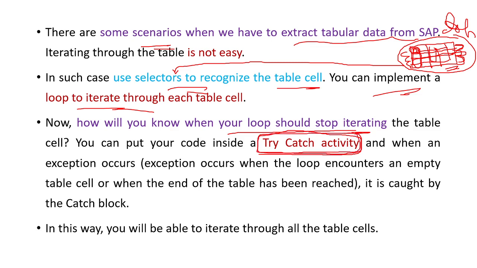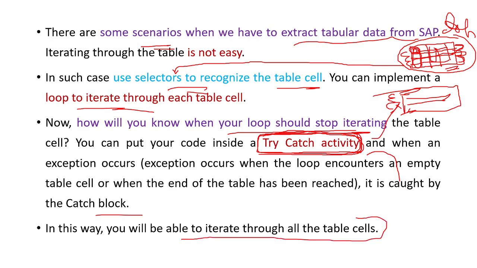For the time being, understand that whenever you want to iterate through all the rows present in a table, it is better to use the try catch activity to carry out this task. When it reaches the end of the table, an exception will occur, and that will be caught by the catch block. Don't worry about try and catch; I think you have an idea about this from Java. Even if you don't, we shall see it in the coming classes. So in this way you will be able to iterate through all the table cells.